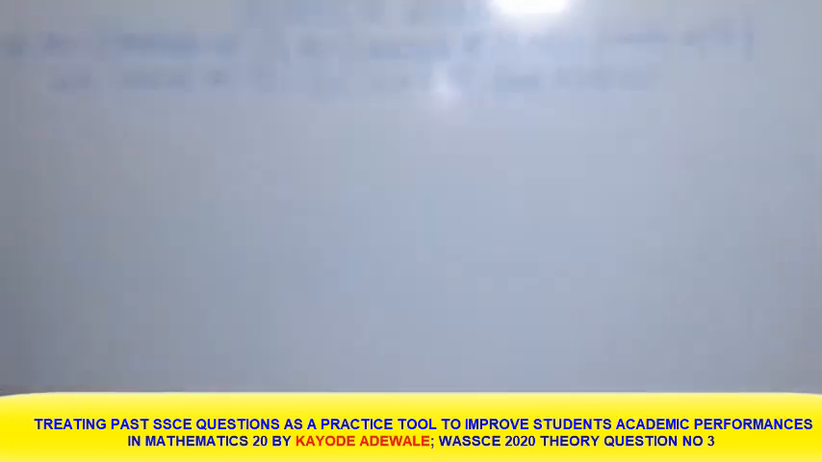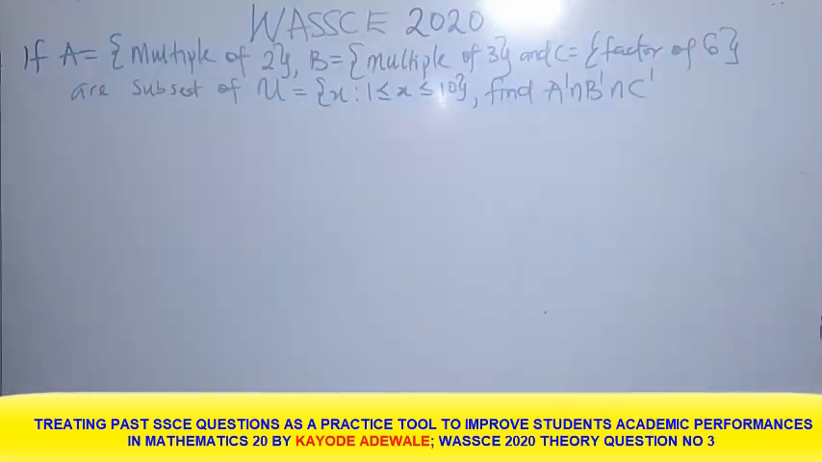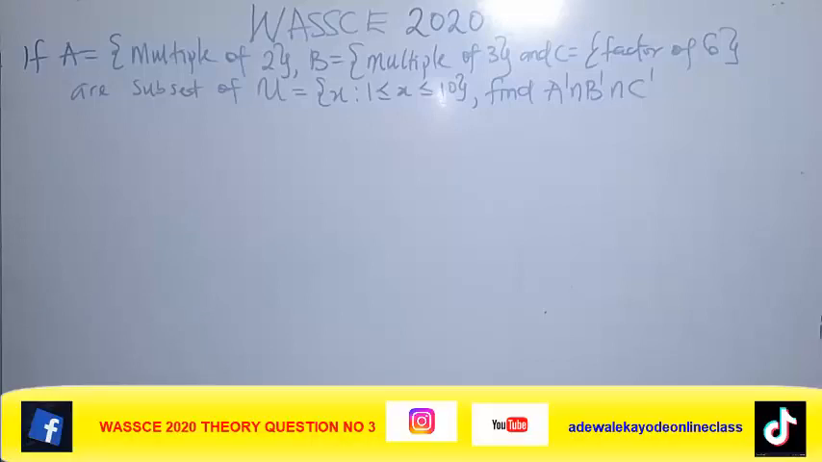We are still on our series looking into questions from our past SSCE. And let's see this question from WASSCE 2020. If A is equal to multiples of 2, B is equal to multiples of 3, and C is equal to factors of 6. They are all subsets of a universal set, 1 is less than or equal to x, less than or equal to 10.